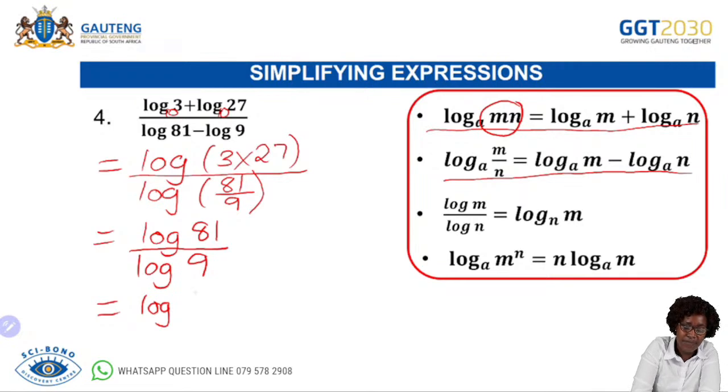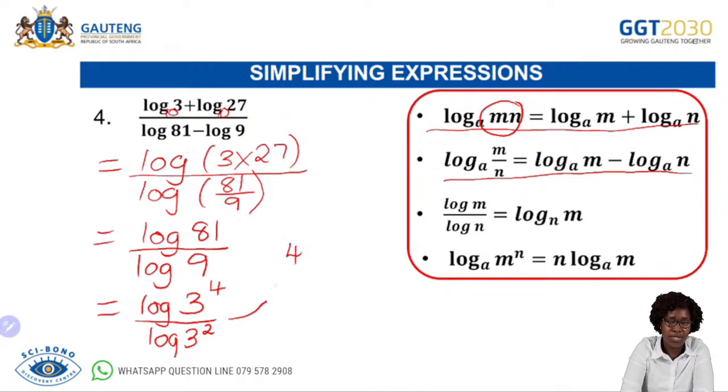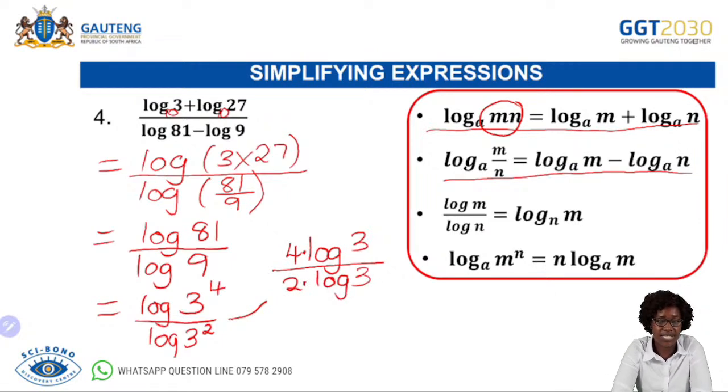So 81 becomes 3 raised to the power of 4. And then this will be divided by log of 3 raised to the power of 2. Moving on, we are now going to bring down the exponent. This becomes 4 log of 3. Remember, it's 4 multiplied by the log of 3. Then we are going to divide this by 2 multiplied by the log of 3. Again, like our previous example, we now have log 3. So log 3 divides log 3, and then 4 divided by 2 gives us 2.